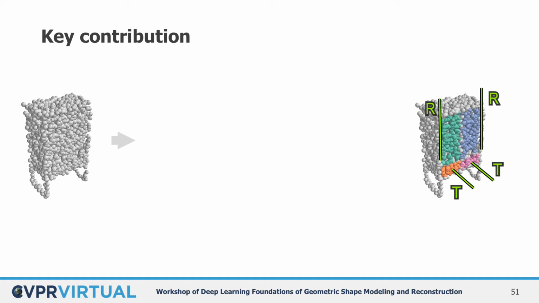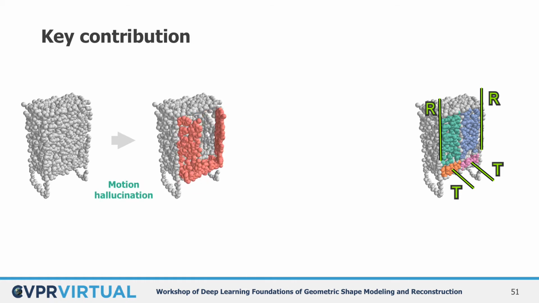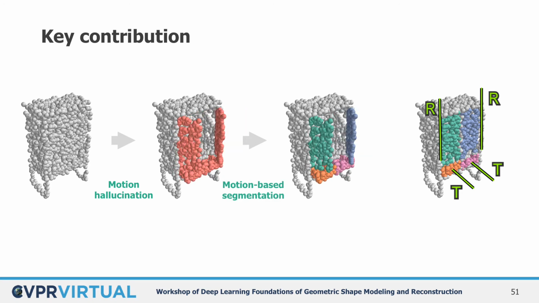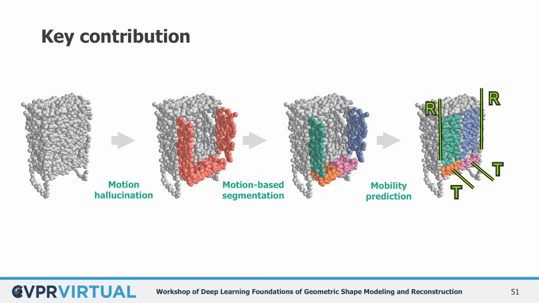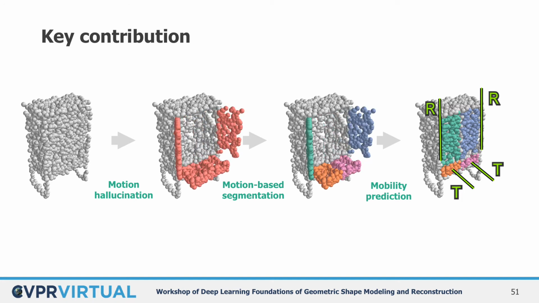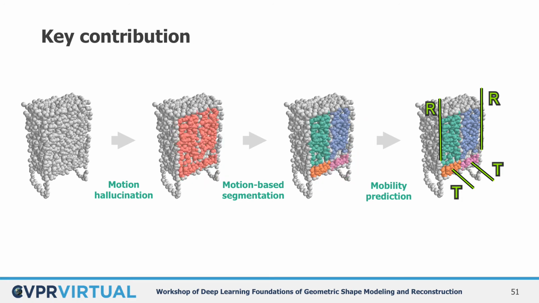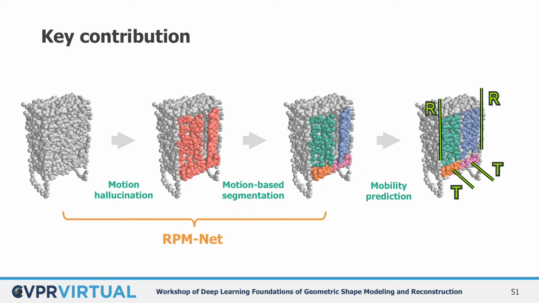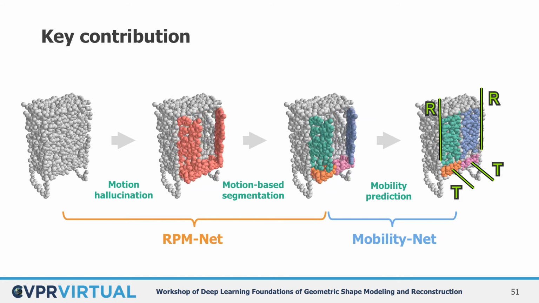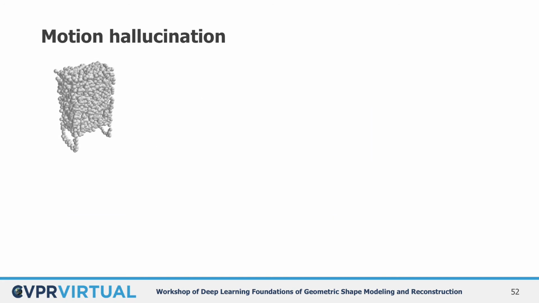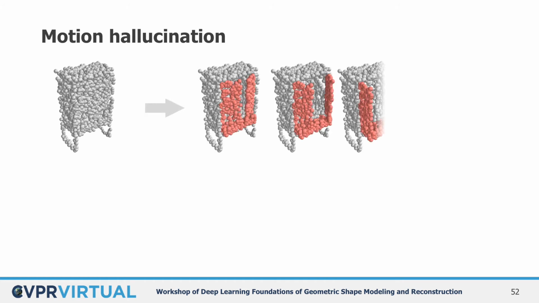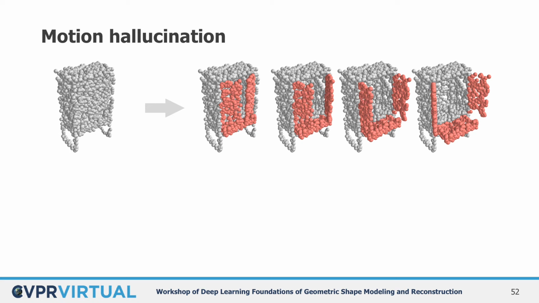Accordingly, our key contribution is that we designed a novel recurrent neural network called RPMNet for motion hallucination and motion-based segmentation, and another network called MobilityNet for mobility parameter prediction. Note that hallucinating and checking point-wise movement over time represents the most general form of motion prediction for point cloud input. This allows RPMNet to learn non-trivial motions beyond simple translation, rotation, or their combination, which is hard to be simply represented by a set of mobility parameters, like the umbrella example shown here.